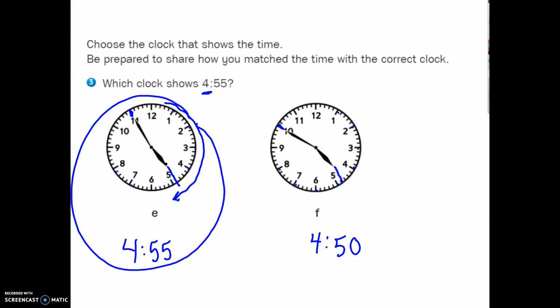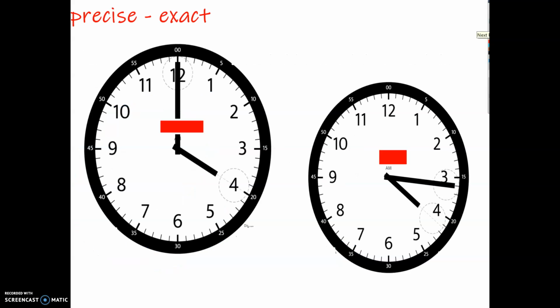Okay, moving on. I have a vocabulary word here that says precise. Precise means exact. When you are working on showing time on a clock, you need to be exact. We were just working on 5-minute increments like 9:45, 4:55, but we're going to continue with working on telling time to the exact minute. If we look at this clock here, what time is it on that clock?